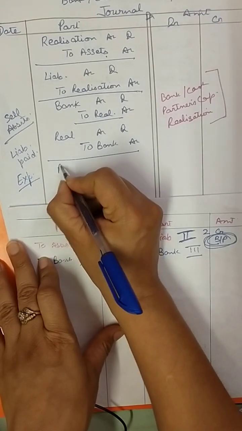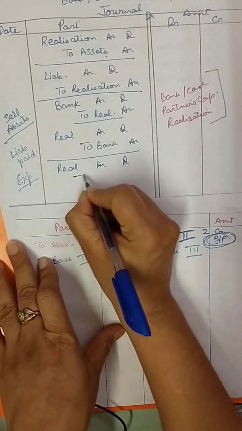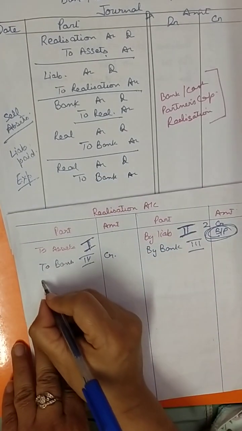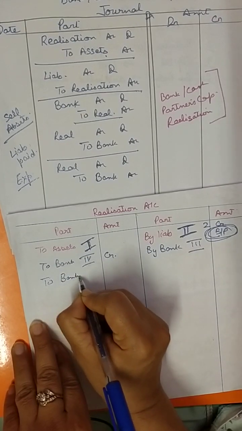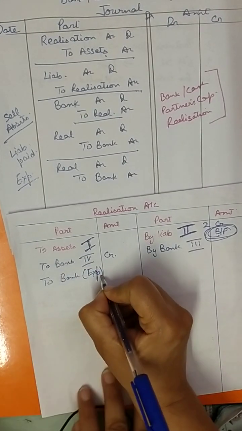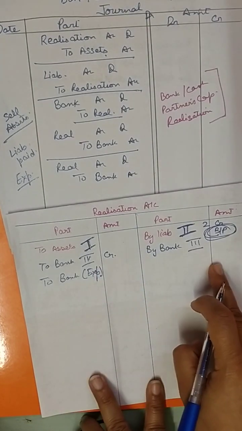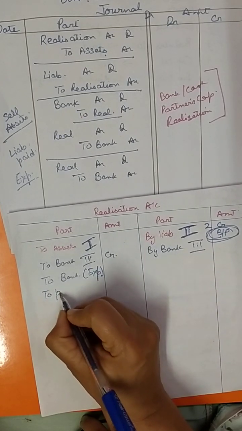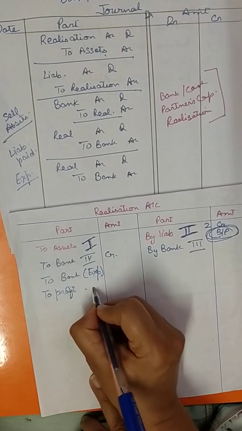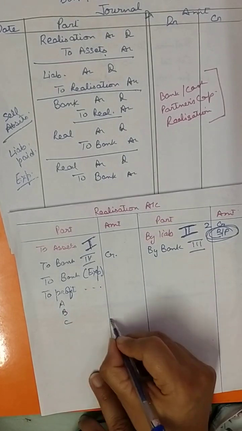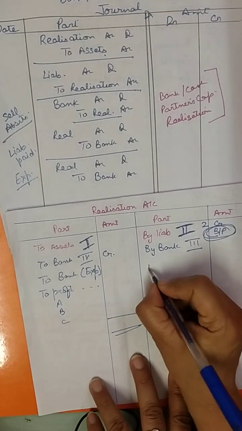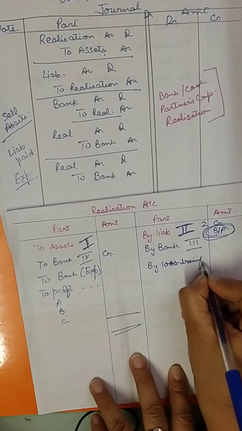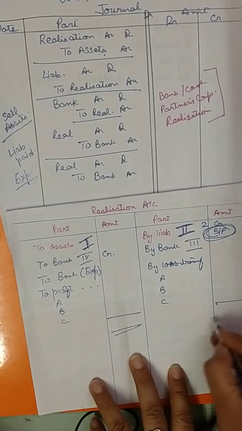The journal entry will be realization account debited to bank or cash account for expenses to be paid. So here 'to bank' when we are paying out realization expenses. The balancing figure will be profit or loss. If it is a profit, then you will write here 'to profit transferred to partners capital account A, B, C' in their profit sharing ratio. And in case it is a loss, you will write here 'by loss transferred to partners capital account A, B, C'. That's all.